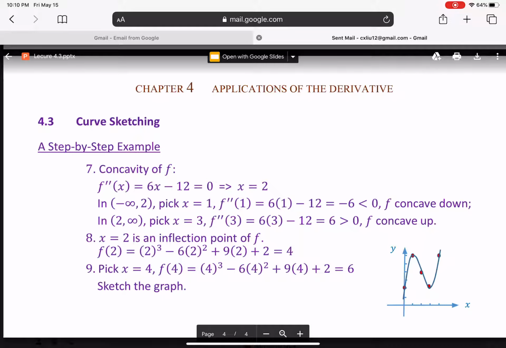So finally, we can pick another point x equal to 4 to get f of 4 equals 4 cubed minus 6 times 4 squared plus 9 times 4 plus 2. We get 6 again. So we can plot all those points and use all the information about the increasing and decreasing of the curve and the concavity to draw the graph, and it shows in the lower right. So this is the end of this section.